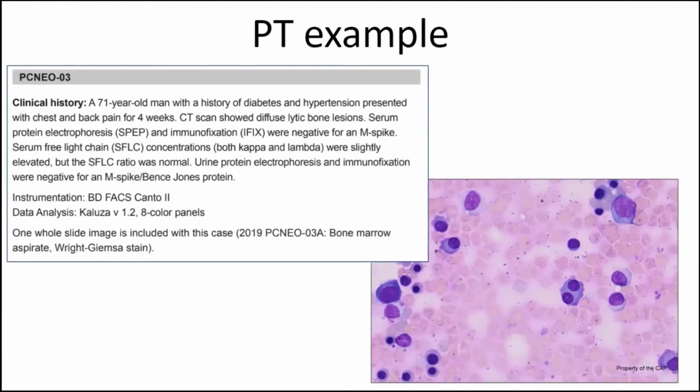The clinical history is a 71-year-old male with a history of diabetes and hypertension. CT showed diffuse lytic bone lesions. SPEP and IFIX were negative for an M spike. The serum free light chain concentrations were elevated, but the kappa to lambda ratio was normal, and UPEP and IFIX on the urine were negative. The whole slide image included with this case showed increased plasma cells with atypical morphology and binucleation.